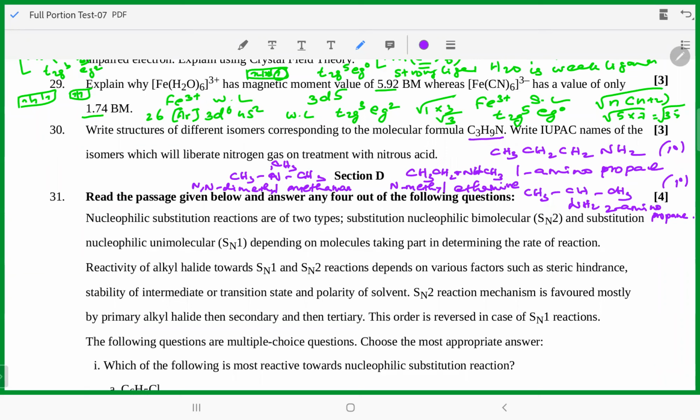So among these four isomers, for HNO2, what are they asking? Write the IUPAC name of the isomer which will liberate nitrogen gas on treatment with nitrous acid. Nitrous acid is HNO2. The primary amines will react with HNO2 and liberate nitrogen gas. CH3CH2CH2NH2 reacts with HNO2 to give CH3CH2CH2OH plus N2 plus H2O. It will liberate nitrogen gas, as a major product. In the same way the second one also liberates it, giving isopropyl alcohol. Okay, is it okay?